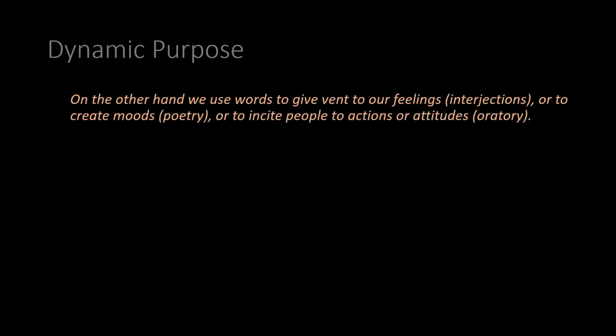What I just said about moral claims being claims about what others have reasons to praise or condemn brings up an important component of Stevenson's own theory, what he calls the dynamic purpose of moral claims. In Stevenson's own theory of the meaning of moral terms, he argued that moral claims have what he called a dynamic purpose. Stevenson wrote, quote, "On the other hand, we use words to give vent to our feelings, interjections, or to create moods, poetry, or to incite people to actions or attitudes, oratory," end quote. A dynamic purpose of praise and condemnation is to incite, to use Stevenson's term, people to have different attitudes towards what is praised or condemned.